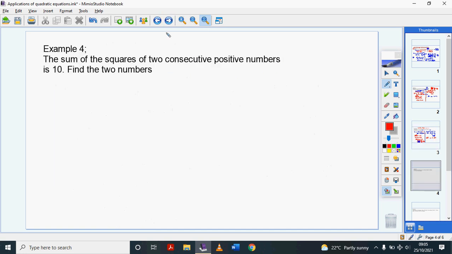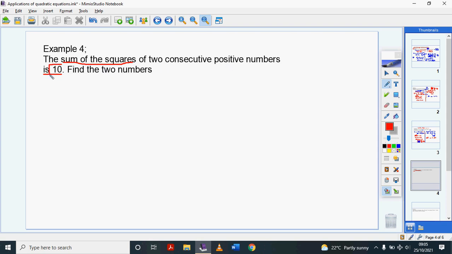Okay, let's look at even another example. The sum of the squares, this time it's the squares of two consecutive positive numbers is 10, right? This time it's the squares. If you think you can attempt this, go ahead and pause the video and then try it, and then play it again to see if you have the same answers, right?